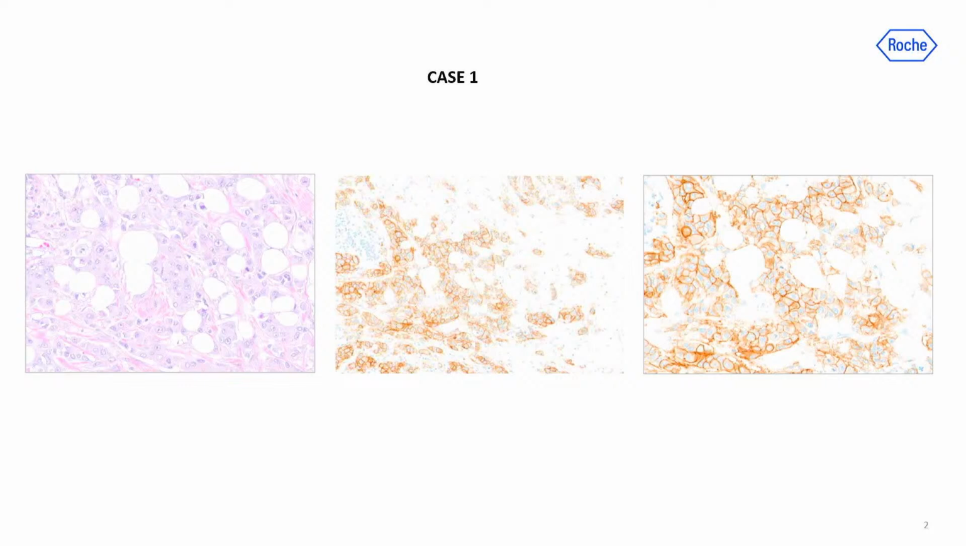All right, so this is case 1. This first image is the H&E. It's your invasive carcinoma of no special type, ductal. The second image is at power 20, and then the last image is at power 40. So would you call this a 0, a 1+, 2+, or 3+?